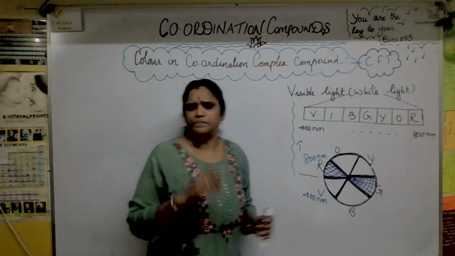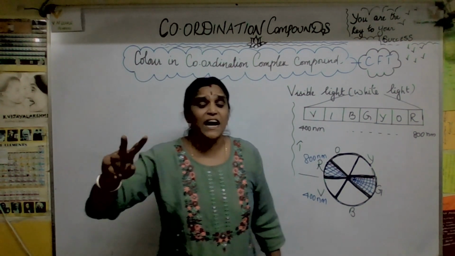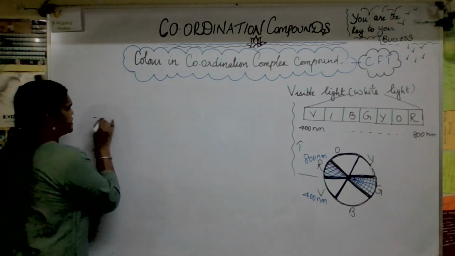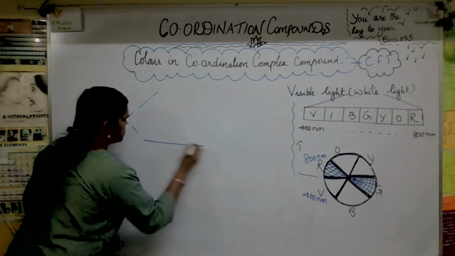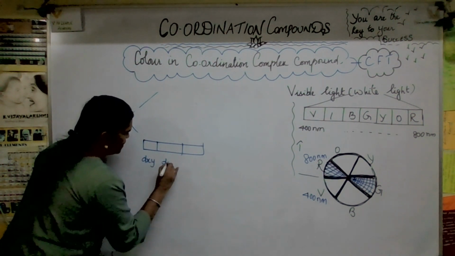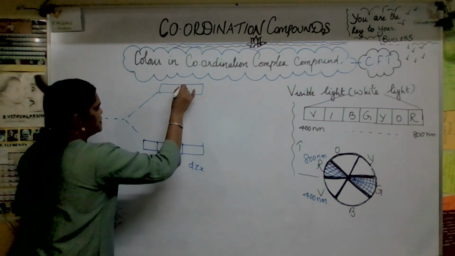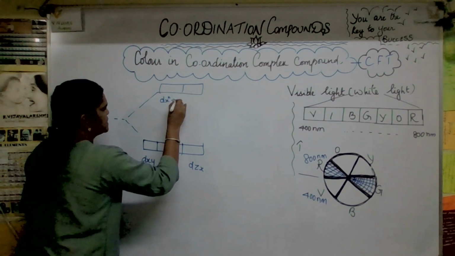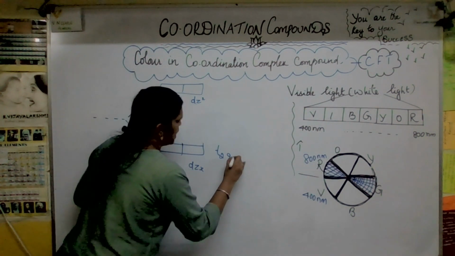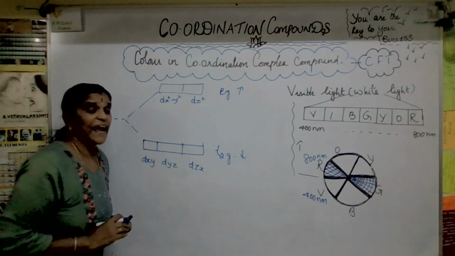Now come to this point. Transition metals have one plus point, that is, they have d orbitals. The d orbitals have two different energy levels. What are the two different energy levels? dxy, dyz, dzx, and in the same way dx square minus y square and dz square. So this is called T2g and this is called eg. One is the lower energy level and the other is the higher energy level.